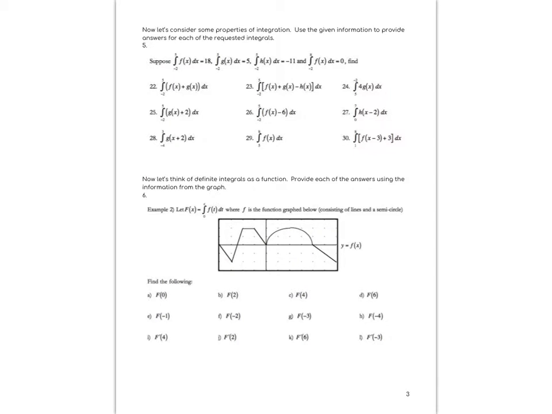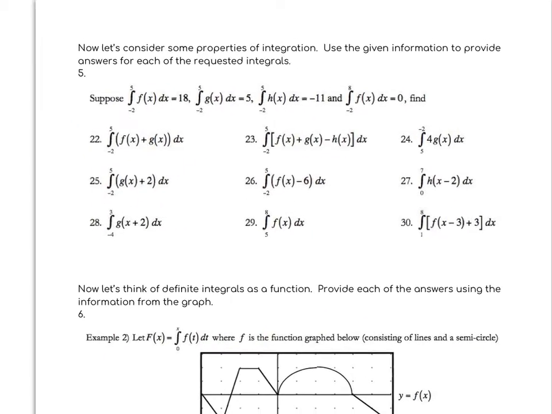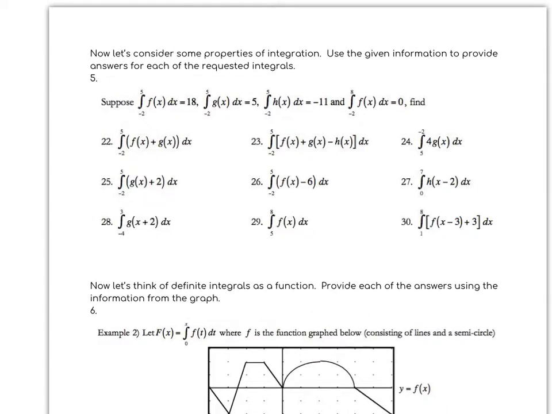Next up, we got some integral properties. Again, this is from quite a while ago this time. And we're going to do what we can to try to make sense of this. All right, first thing is if we've got two separate integrals and we're adding them together as we are for 22, we can just add the areas together. So that's 18 plus 5 is 23.